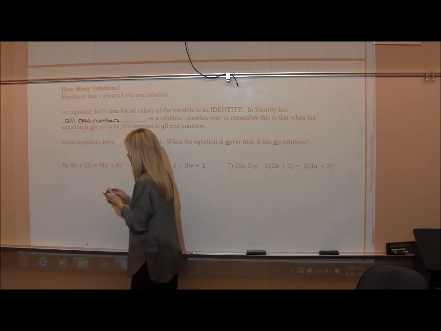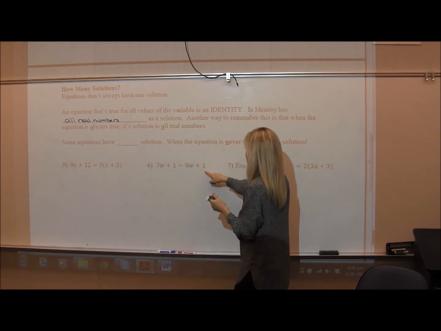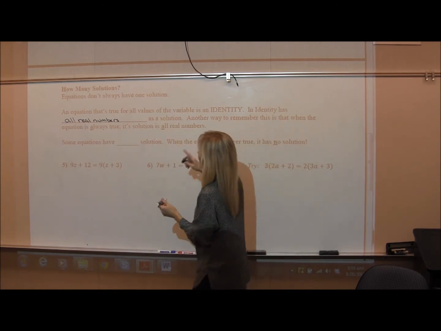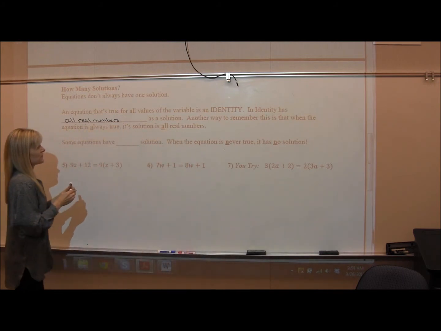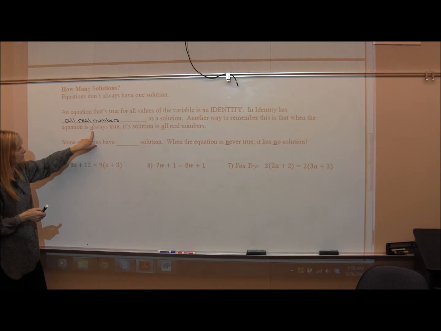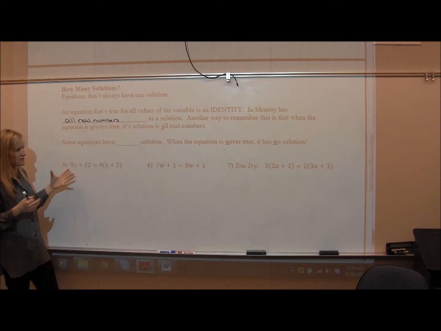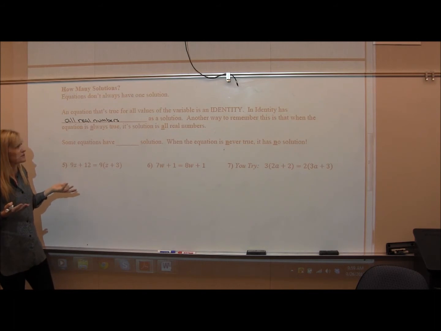Because if I get, well, let's see, is this one? We'll get one, and I want to talk about why that's true. Okay, another way to remember this is if it's always true, then it's all real numbers. They both begin with A. If you get something that's always true, like 3 equals 3, then the solution is all real numbers.